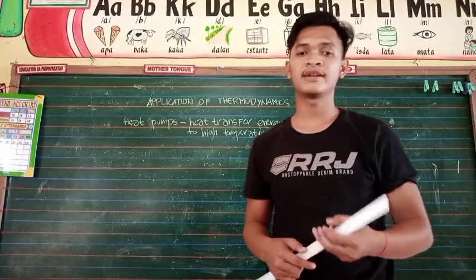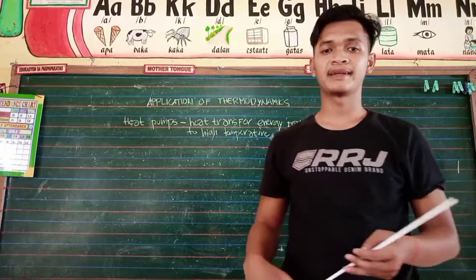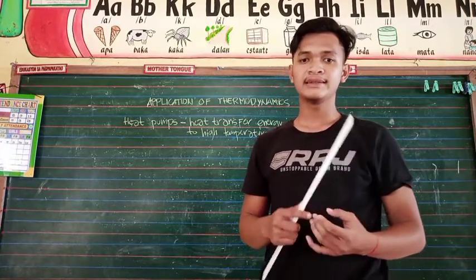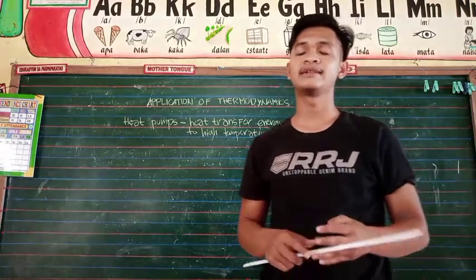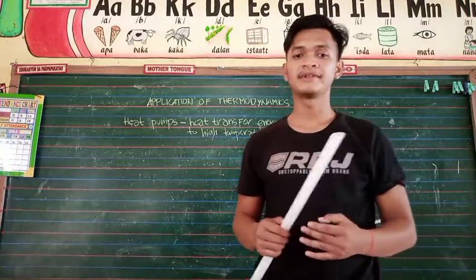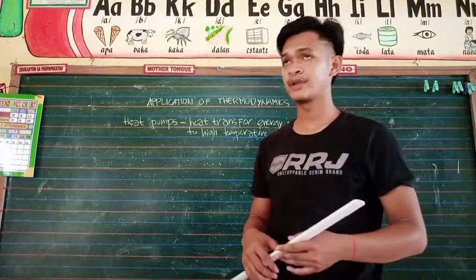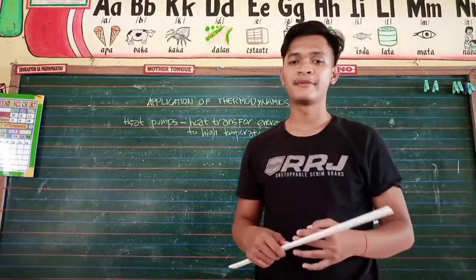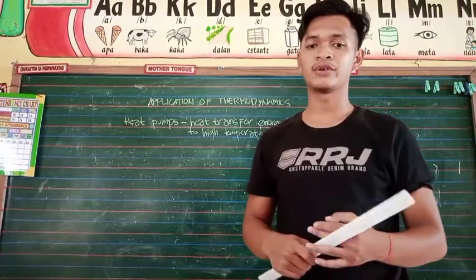The electrically driven compressor increases the temperature and pressure of the gas and forces it into the condenser coils inside the heated space. Because the temperature of the gas is higher than the temperature in the room, heat transfers energy from the gas to the room as the gas condenses into a liquid. The working fluid is then cooled as it flows back through an expansion valve to the outdoor evaporator coils.